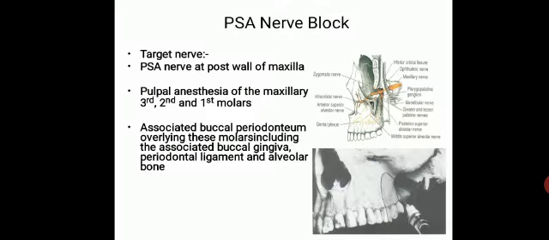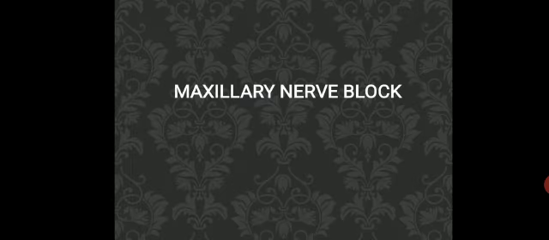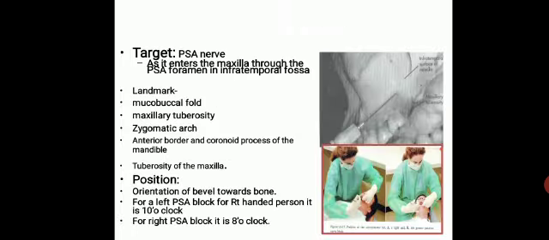What are the indications? Indications are when treatment involves two or more maxillary molars, when supraperiosteal injection is contraindicated, and when supraperiosteal injection has proved ineffective. Then contraindication: when the risk of hematoma is too high, and in case a periosteal or PDL injection is recommended.